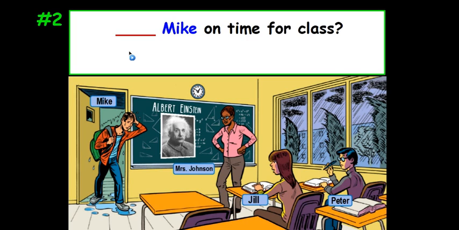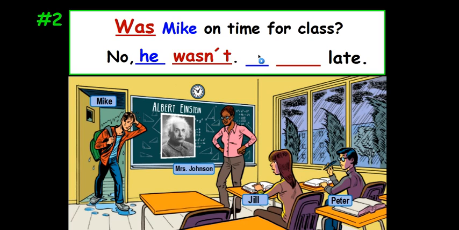Number 2. Was Mike on time for class? No. He wasn't. He was late. Repeat. Was Mike on time for class? No, he wasn't. He was late.